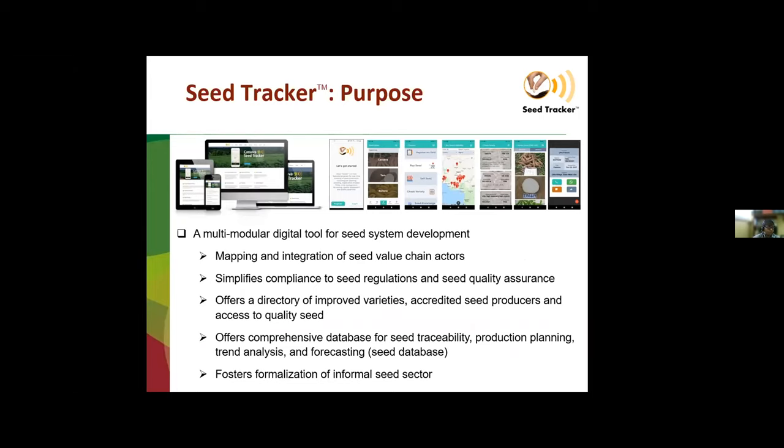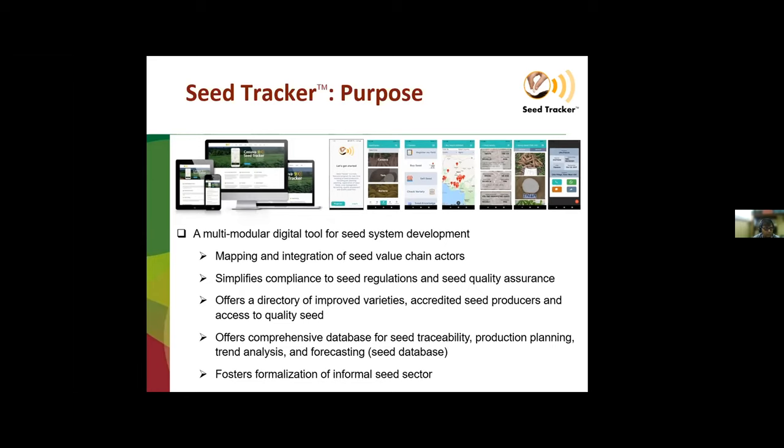Seed Tracker is a multi-modular digital tool for fostering seed system development. The features of the tool help mapping and integration of seed value chain actors. Users can self-register following simple procedures. The Seed Tracker features guide production of seed in compliance with the regulatory requirements and quality seed production protocol. It simplifies the accreditation of seed producers and e-seed certification by the regulatory authorities.